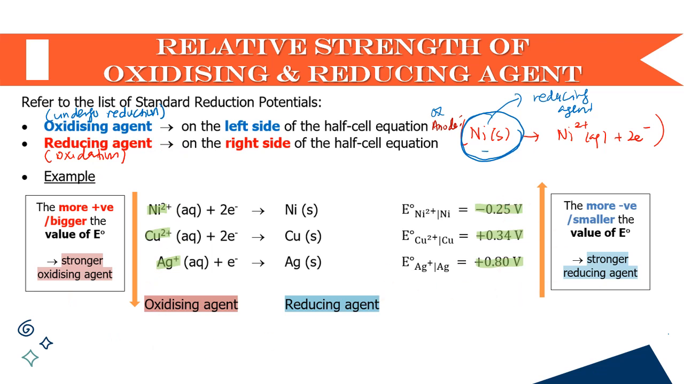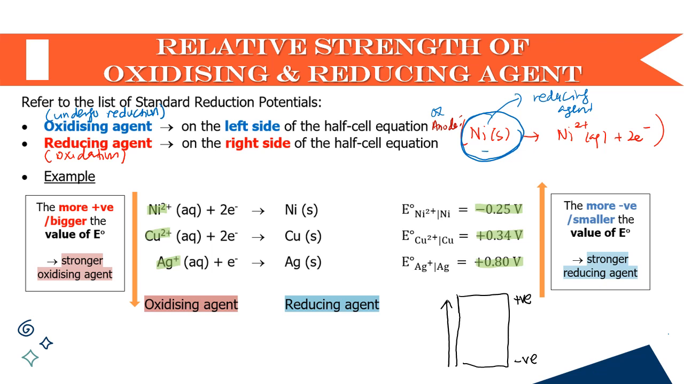But if let's say you are taking the value from the SRP table. So your SRP table, if I can scribble over here. In the SRP table, up here is the most positive value and down here is the most negative value. So you can put the arrow if you have printed out your standard reduction potential table.